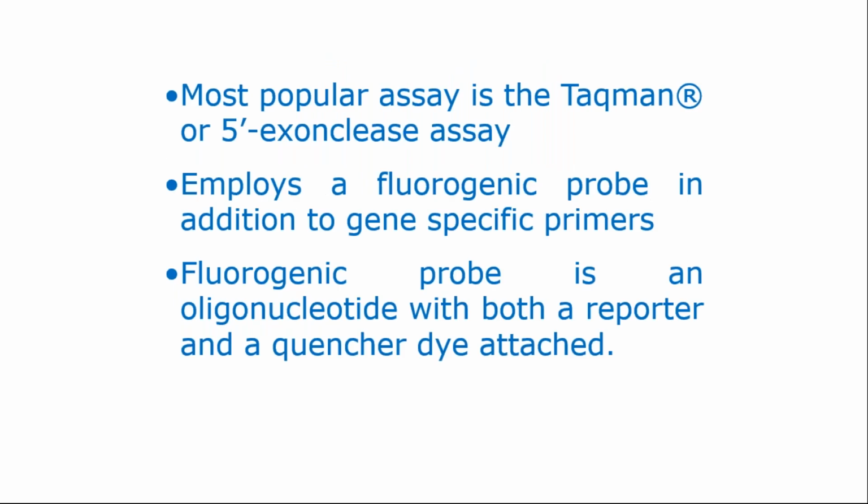So the most popular qPCR reaction is that of using a probe called TaqMan. It employs a fluorogenic probe, which is in addition to the gene-specific primers, that is the forward and the reverse primer. And this fluorogenic probe has at one end a reporter dye and at the other end a quencher dye. The distance between the reporter dye and the quencher dye is such that the quencher dye will quench the fluorescence of the reporter, and initially you will see zero fluorescence. So let us see how this real-time PCR takes place.